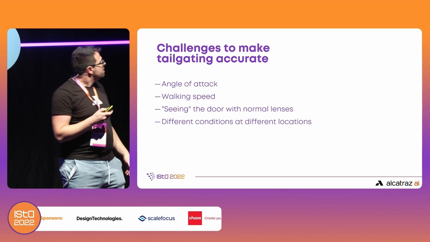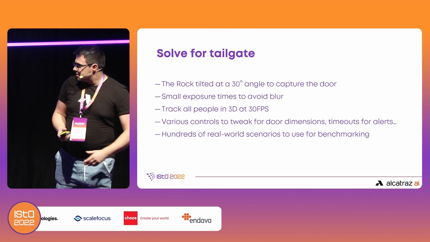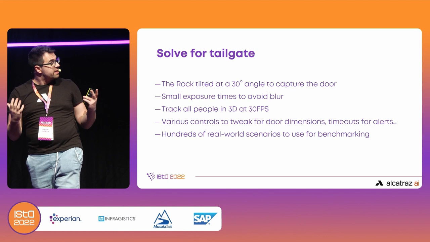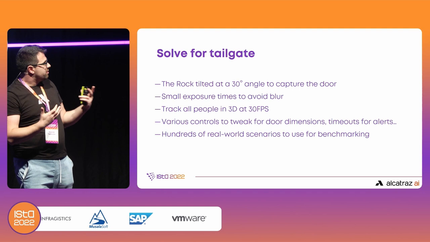So just a brief overview, how do we solve for these problems? First is a hardware solution. I don't know if you can see it easily, but we have a slight 30-degree tilt on the device so that we can actually see the door whenever somebody enters. Then we chose sensors that are very, very quick, so that you don't need high exposure times, which can lead to motion blur, etc. And of course, this allows us to see people better.